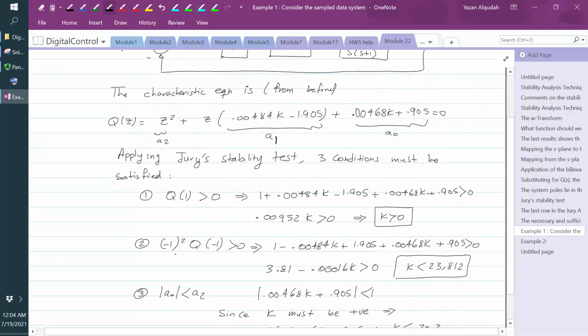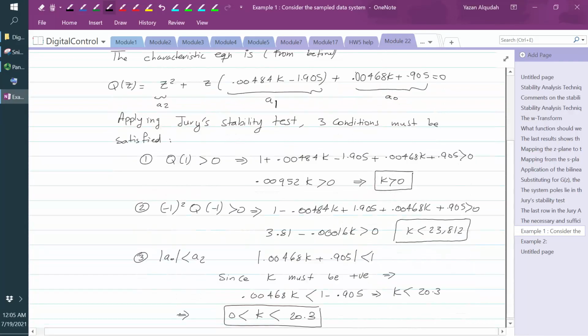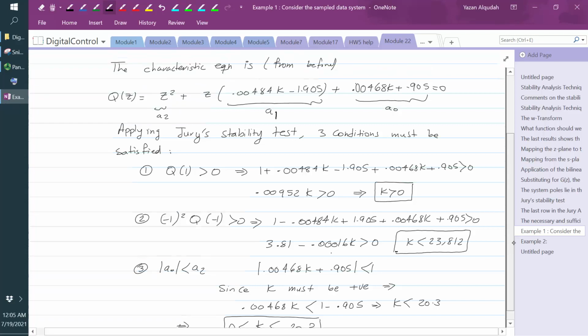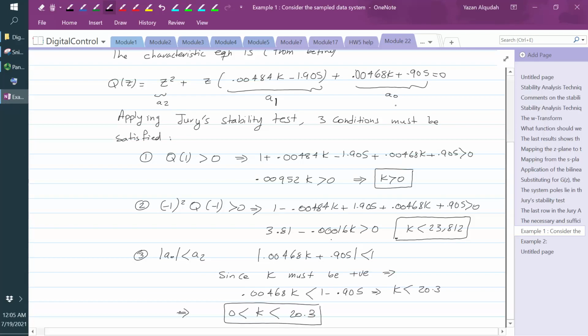The second condition: we need (-1) squared times Q(-1) greater than 0. If we plug in z equal to negative 1, we get 1 for z squared, negative 1 for z, and then the constant. If we simplify, we get the condition that k has to be less than 23,800.